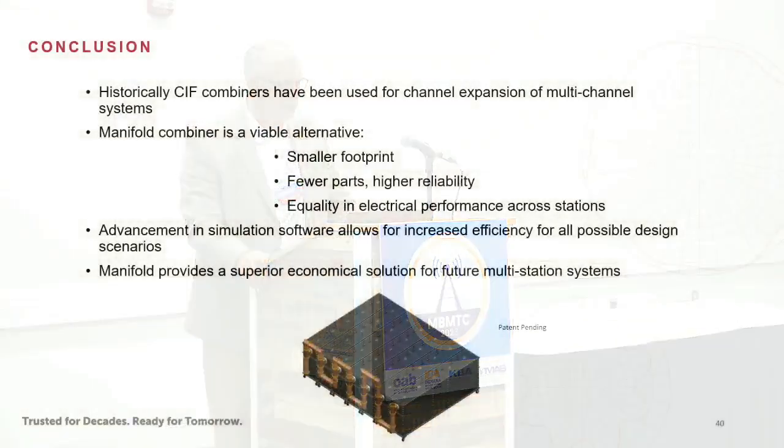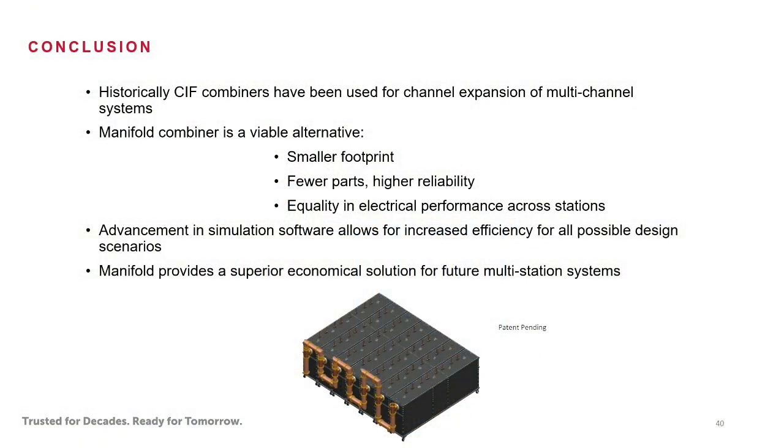The conclusion is, historically we've used CIF combiners, constant impedance filter type combiners, for these systems to expand because it's a broadband port, right? You can put anything in there. But the manifold is a viable alternative if you can plan ahead to have it ready using the tools in HFSS, based on, hey, this is the guy who could move here, right? You can get a smaller footprint, fewer parts means better reliability, and it's basically a more economical solution to solve the same problem, right?